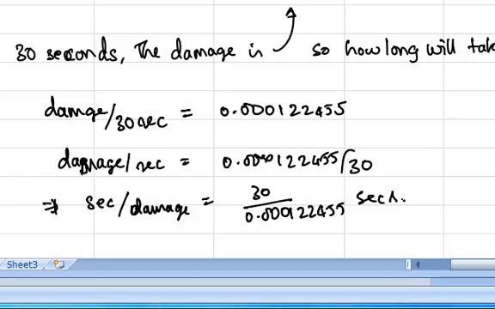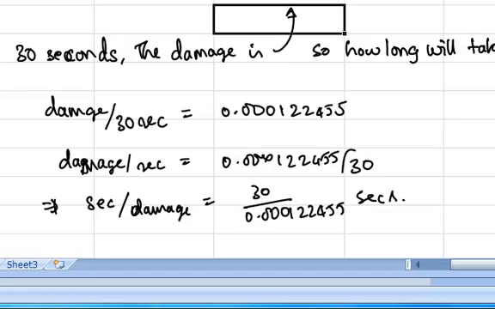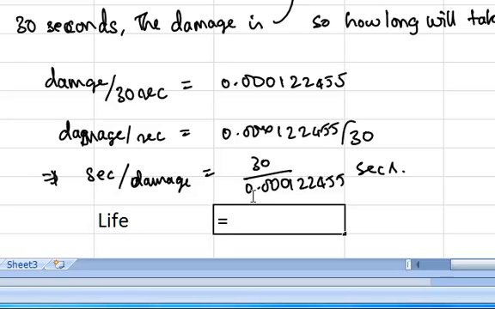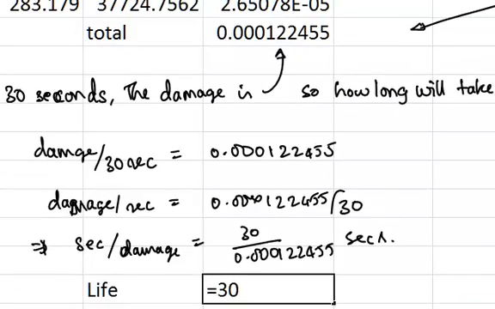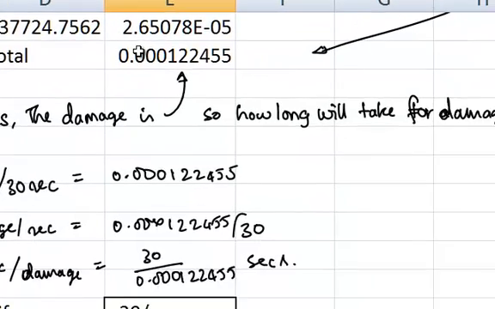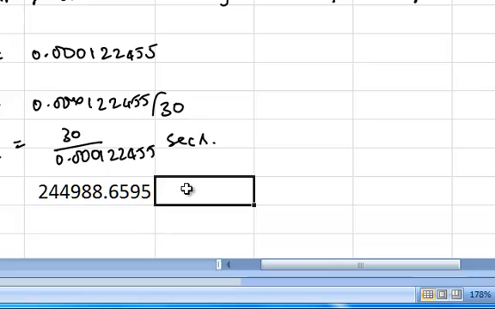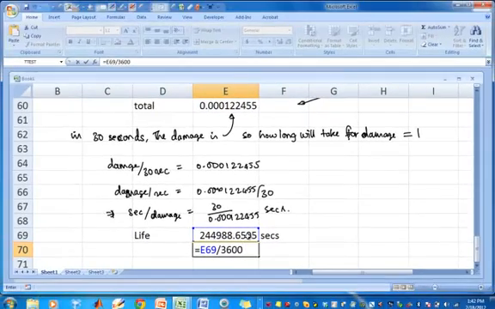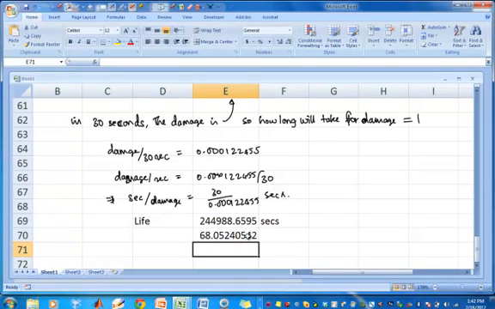Let's see how much that is. So this is life will be equal to 30 divided by this thing. Look, it gives you all these microseconds and all of that. It's about 24,000 seconds, okay? So which means that's equal to that divided by 3600. What is 3600? That's the number of seconds per hour. 68 hours. So it's going to last for about 68 hours, according to us.